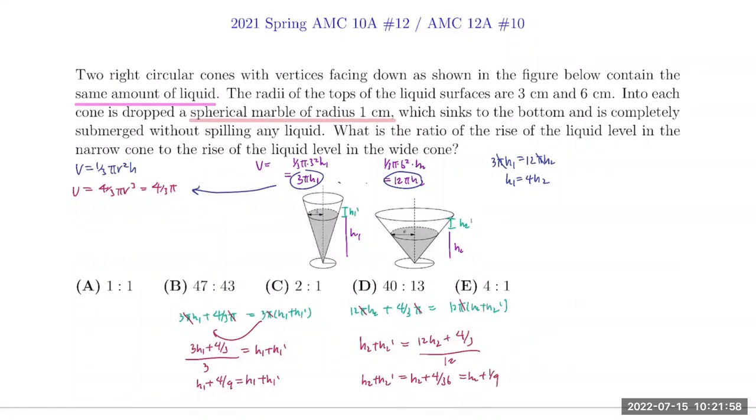And then we notice we can cancel some stuff from both sides for both equations, the h sub 1s and the h sub 2s. And then we're ultimately left with h sub 1 prime equals 4/9 and h sub 2 prime equals 1/9. So therefore, since we're asked to find the ratio of the rise in liquid level in the narrow to the rise in the wide, that would be h sub 1 prime over h sub 2 prime, which is equal to 4/9 to 1/9. And that gives us 4 to 1, which is answer choice E.